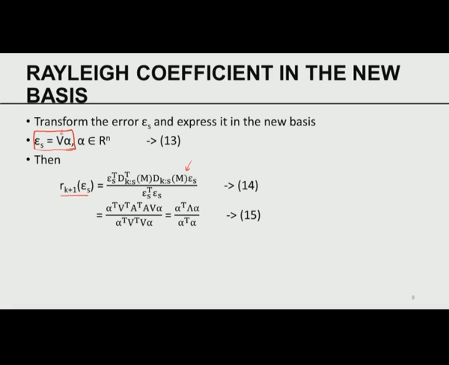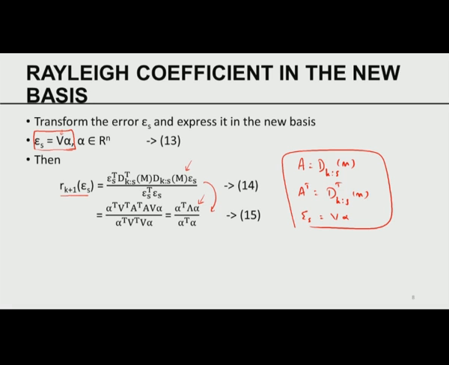In the transformed domain, my Rayleigh coefficient takes this form. So what am I going to do? Please remember, my A is equal to D Ks S of M. So A transpose is equal to D Ks S transpose of M. Also remember, my epsilon S is equal to V transpose alpha. So if you substitute all this, 14 becomes 15.